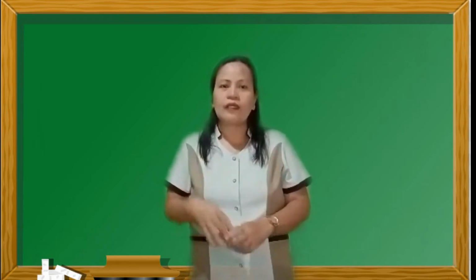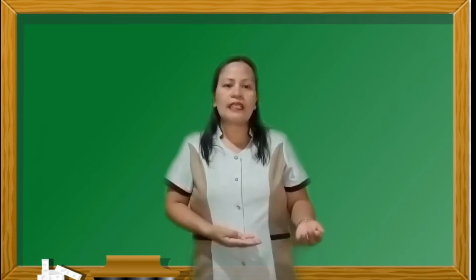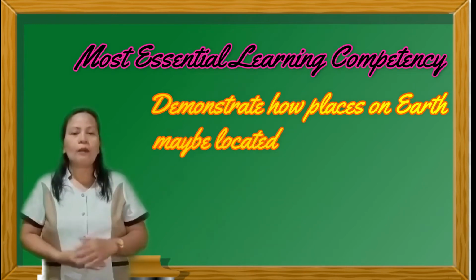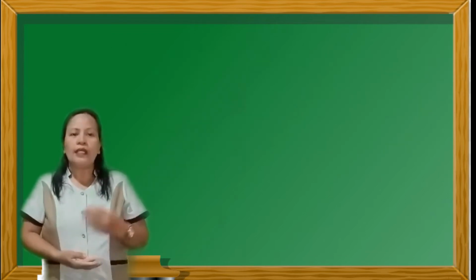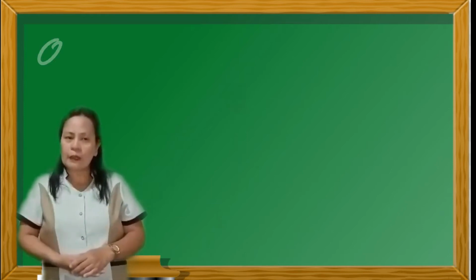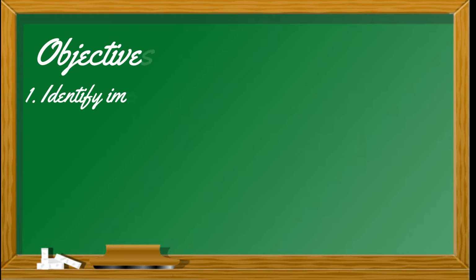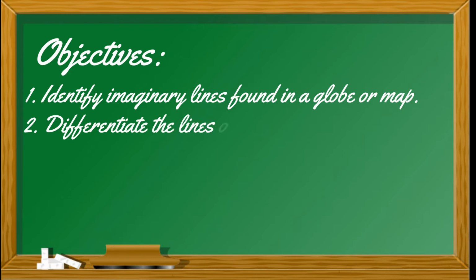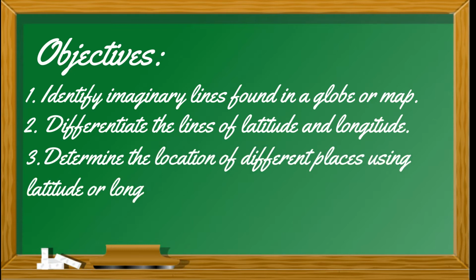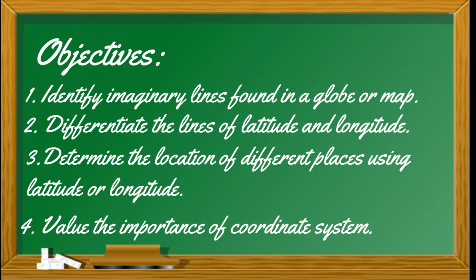Are you ready? Great! Our most essential learning competency: demonstrate how places on Earth may be located using a coordinate system. So at the end of our discussion, you are expected to: 1. Identify imaginary lines found in the globe or map. 2. Differentiate the lines of latitude and longitude. 3. Determine the location of different places using latitude or longitude. And 4. Value the importance of coordinate system.